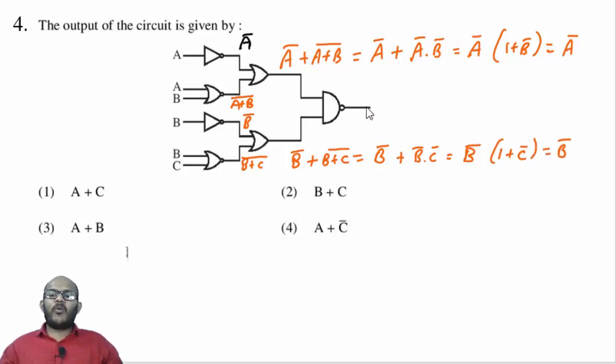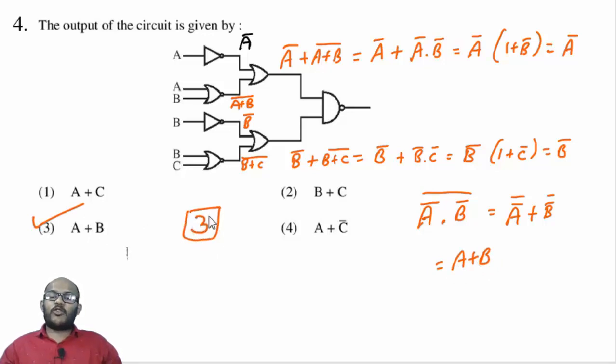Able to follow? Now what is the output over here? The inputs are A bar and B bar, so you'll be getting A bar into B bar the whole bar. Now with the help of De Morgan's law, if I call this A bar as X and this B bar as Y, then it is X into Y the whole bar. So what is X into Y the whole bar? It is X bar plus Y bar. So I'll be getting A double bar plus B double bar, which is equal to A plus B. Hence the suitable option is option C.